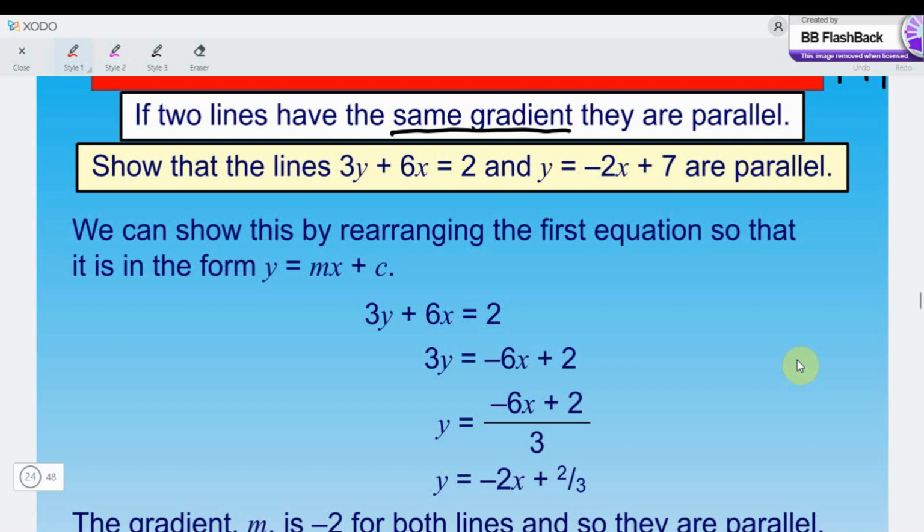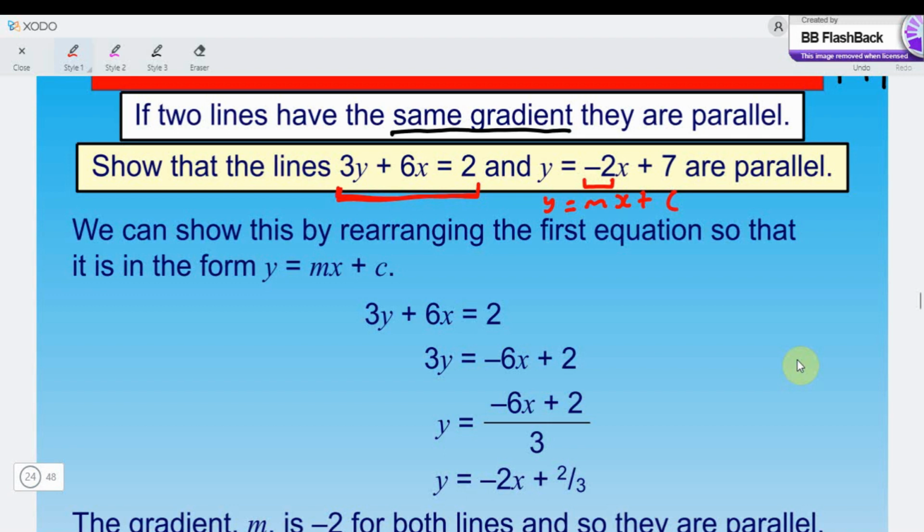It's already in standard form. In standard form, you're able to identify your gradient, y equal mx plus c, so the gradient is negative 2. So we need to rearrange the equation of the first line in standard form to get the gradient.